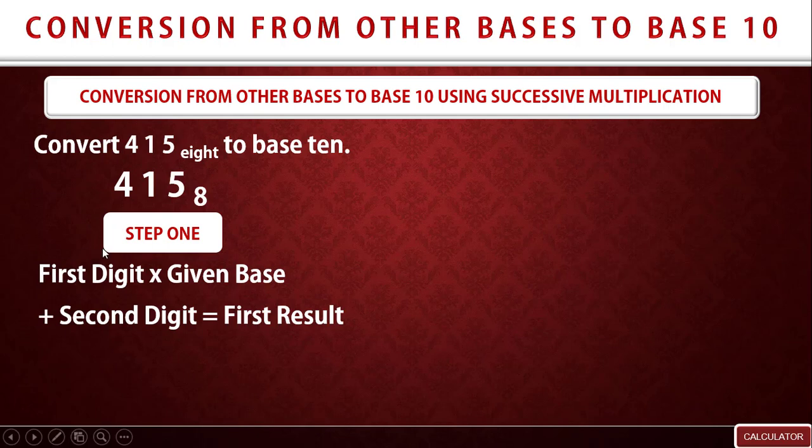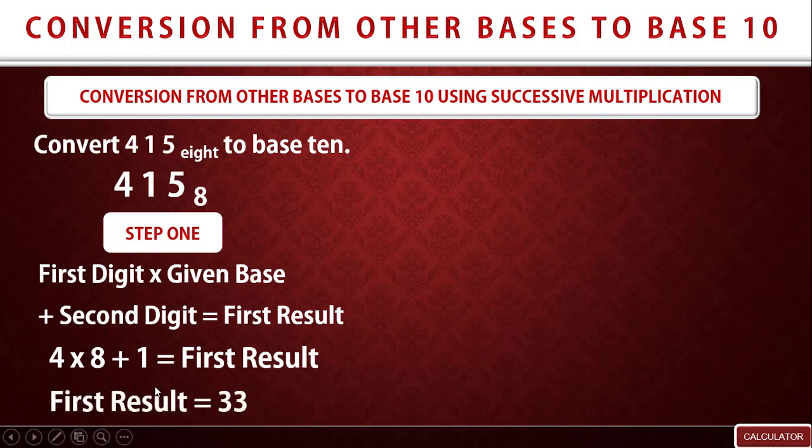So what's our first digit here? Our first digit is 4. That means we have 4 multiplied by our given base, which is 8, then plus 1. So we have 4 times 8 plus 1. That will help us to produce our first result. 4 times 8 will give us 32. 32 plus 1 gives us 33. So our first result is 33.